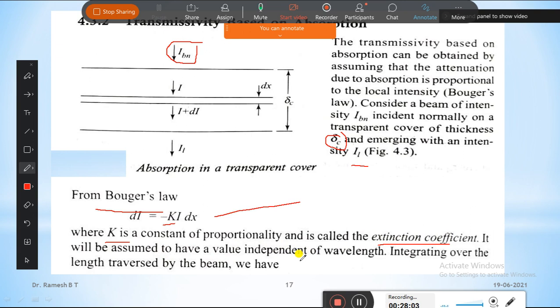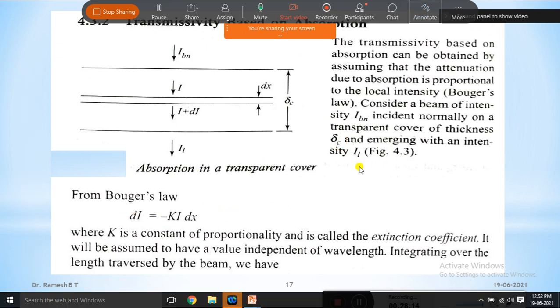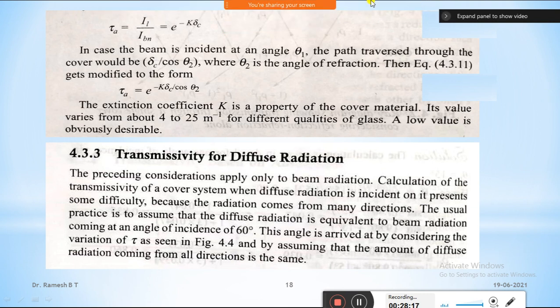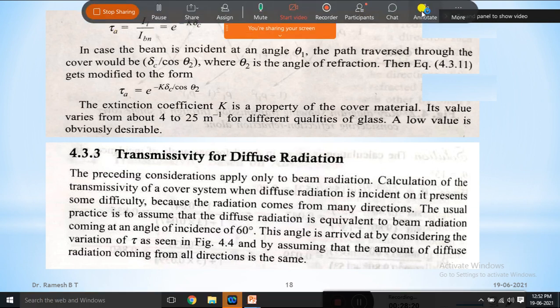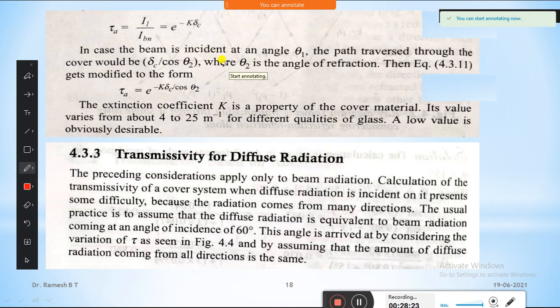If we apply integration to the above equation, we get the transmittance for the beam radiation, which is given by tau_a, the transmittivity for absorption, equal to I_L divided by I_BN, which is equal to e raised to minus k delta c. After the integration, we get this value.